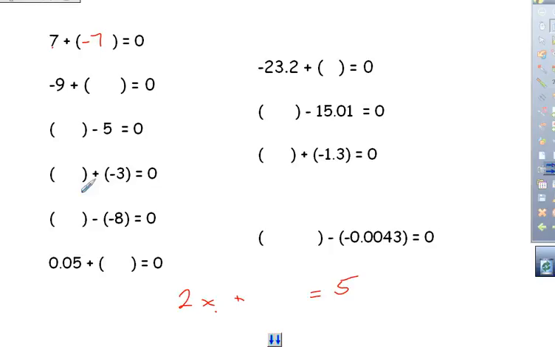Go ahead and do the rest of them. Both columns. After a few, check with somebody. If you don't like that there's 2 signs here, check right after with somebody.